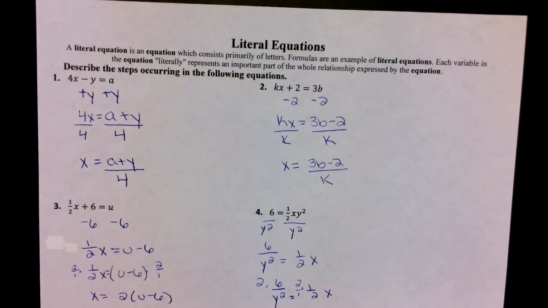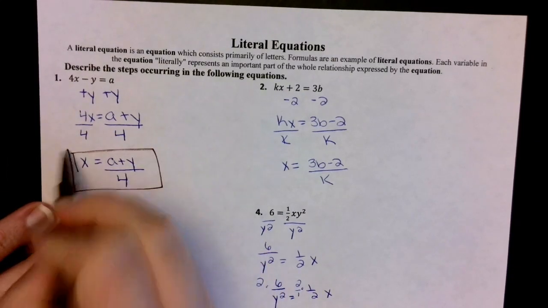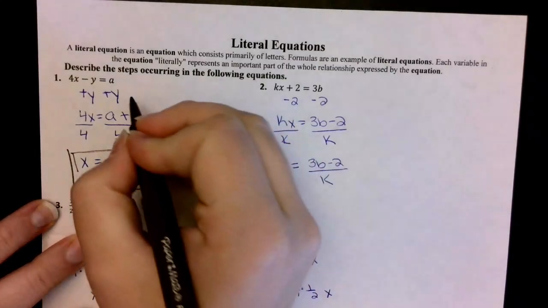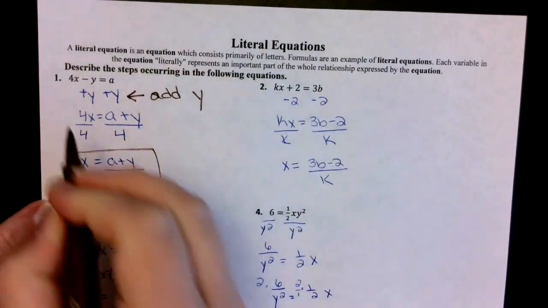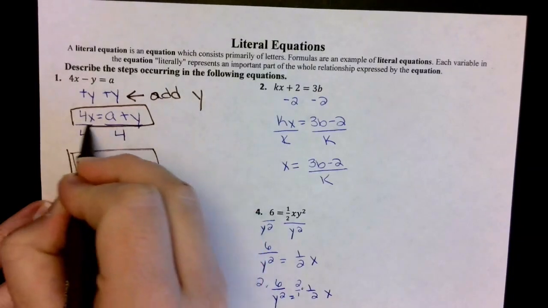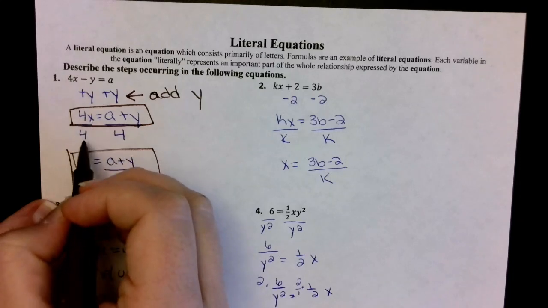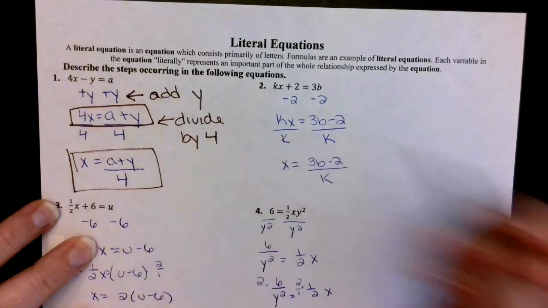So in this first part, especially since solving literal equations is new to you, we're just going to describe the steps occurring in the following equations. So we notice our final answer here is to get x by itself. So we had to walk through the steps to get x alone. In our first step, we added y to both sides to get us here. In the next step, since it was 4 times x and I want to get x alone, I had to divide by 4.